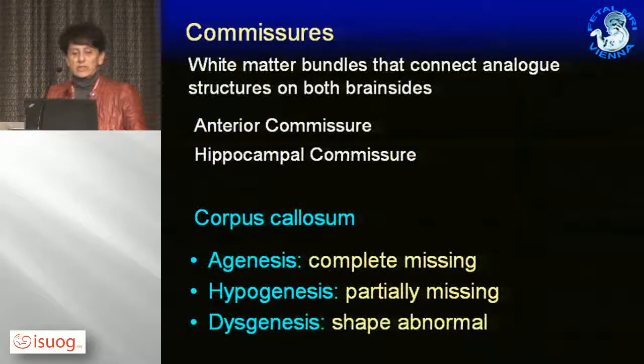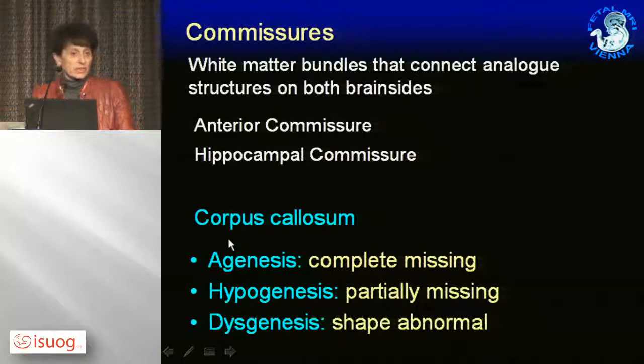So what is a commissure? Commissures are white matter bundles that connect analog structures on both brain sides. Commissures are thought to lead from one hemisphere to the other on a genetically determined path with a certain thickness. And so we don't have only the corpus callosum. And to add some more confusion, the nomenclature of radiologists is a little bit different, probably from that of obstetricians. Corpus callosum agenesis, it is missing completely. Hypogenesis, it is missing partially, and dysgenesis, it has an abnormal shape.